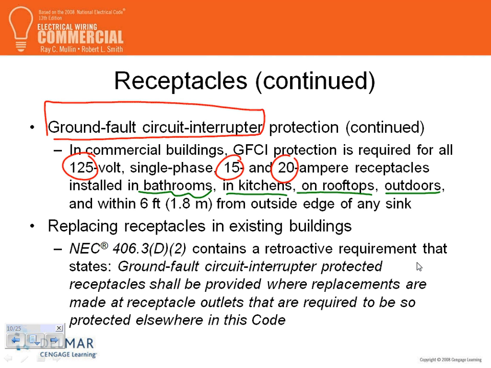Rooftops and outdoors, of course, with some exceptions. If you have a sink, any sink in a commercial building, any receptacle within 6 feet of a sink, please put a GFCI. Everything that you guys can see is in the code, and so forth.